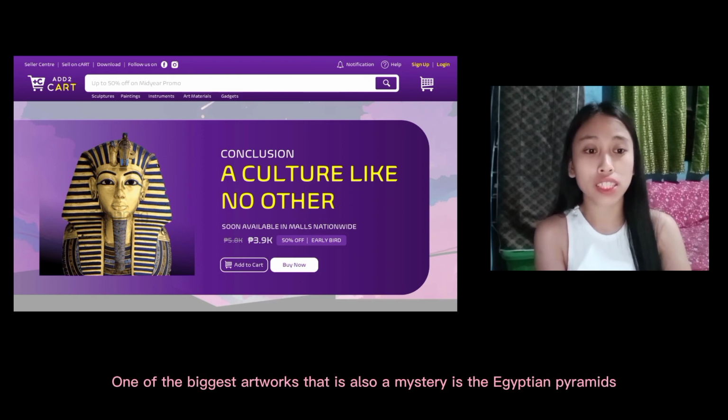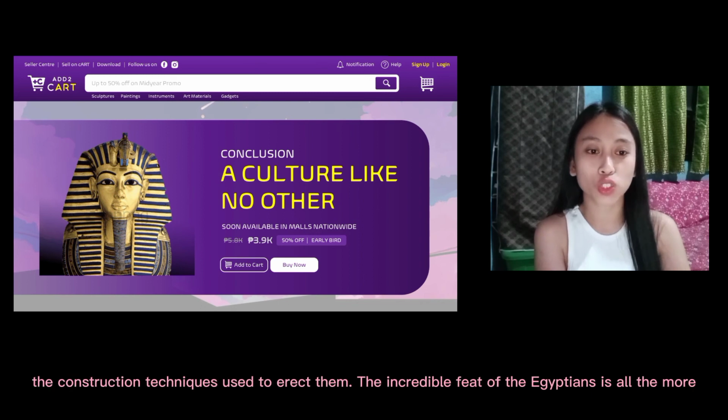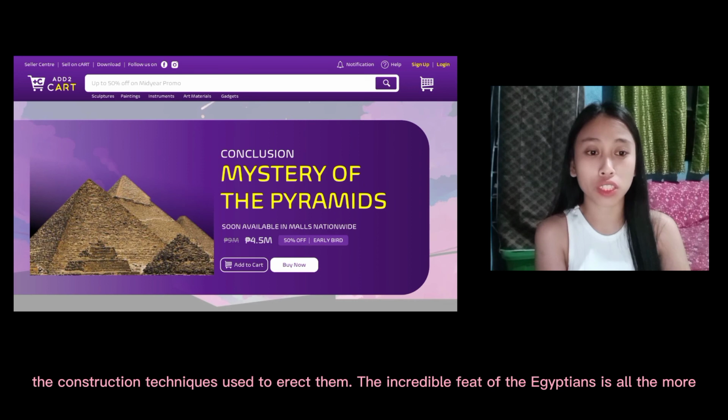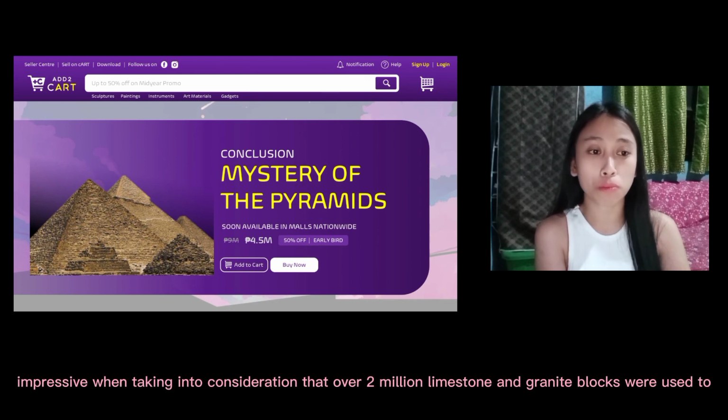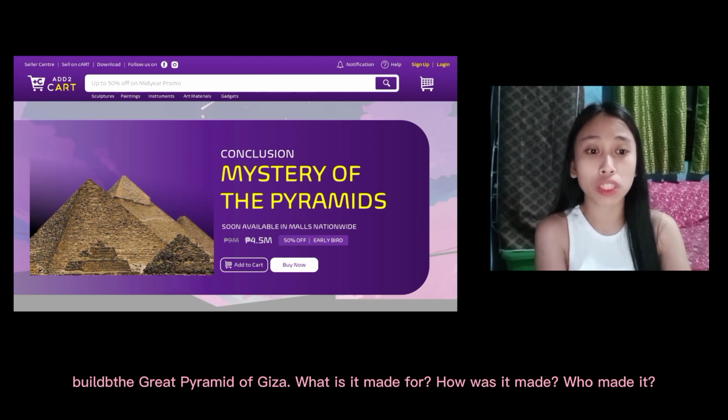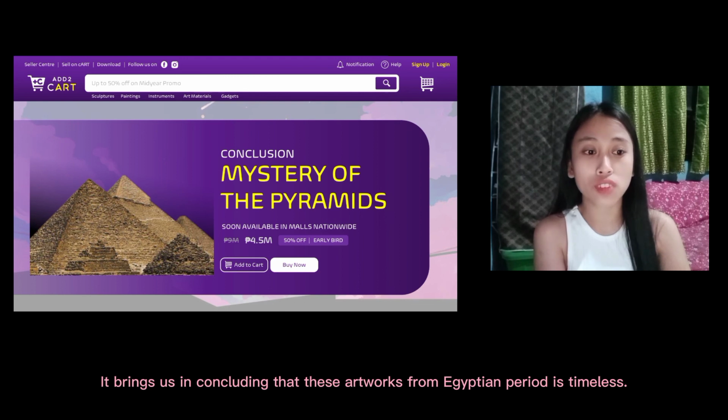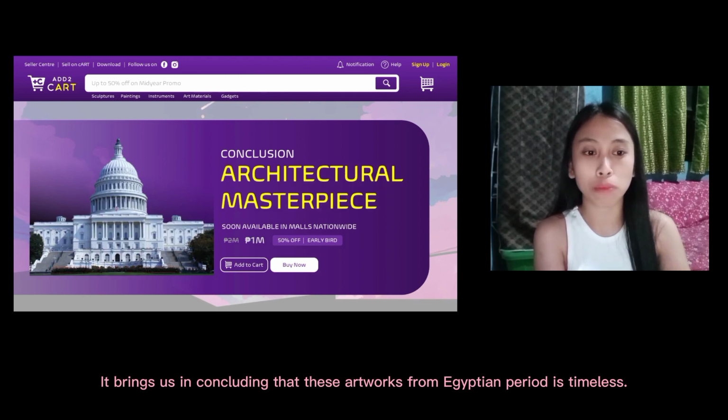One of the biggest artworks and also a mystery in the Egyptian pyramids is the construction techniques used to erect them. The incredible feat of the Egyptians is all the more impressive when taking into consideration that over 2 million limestone and granite blocks were used to build the Great Pyramid of Giza. What is it made for? How is it made? Who made it? It brings us to concluding that this artwork from the Egyptian period is timeless.